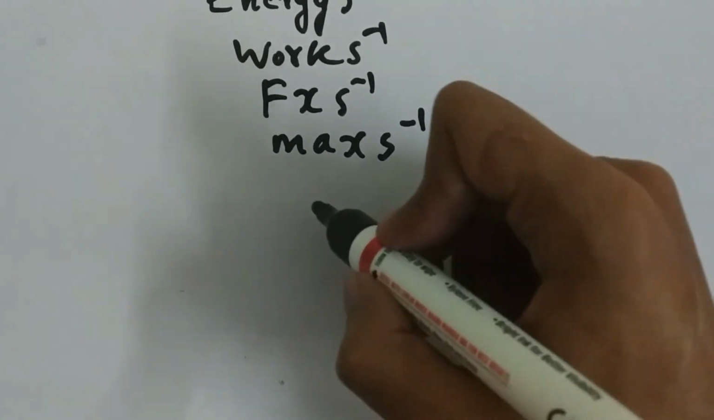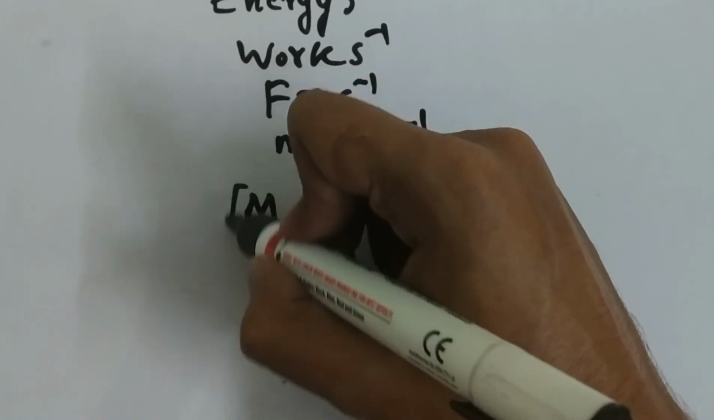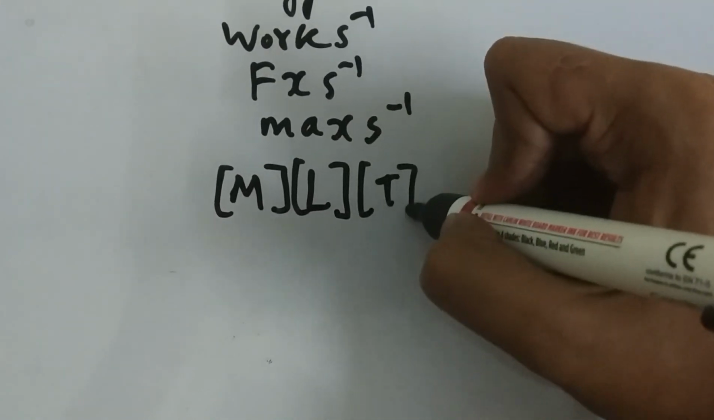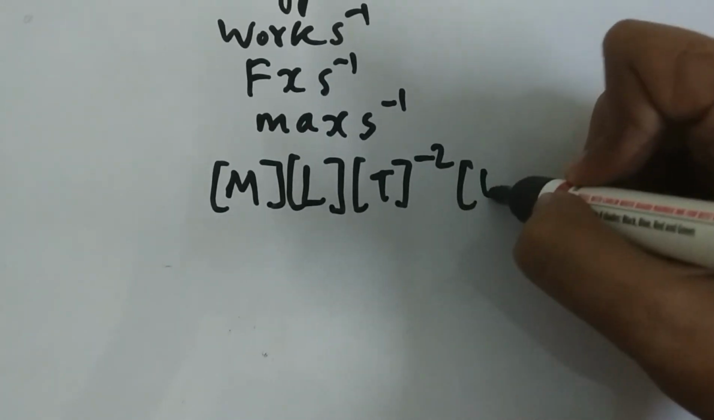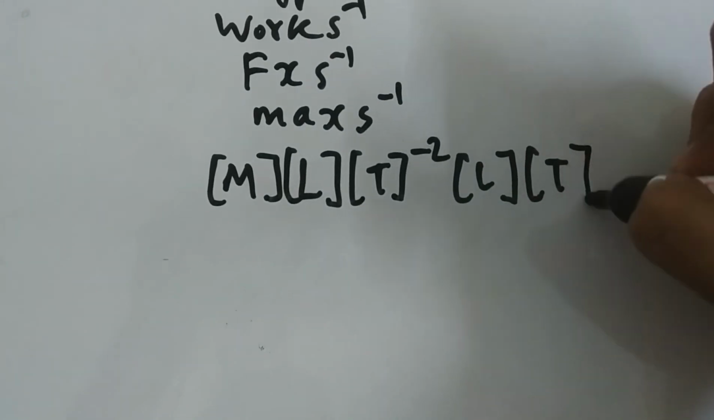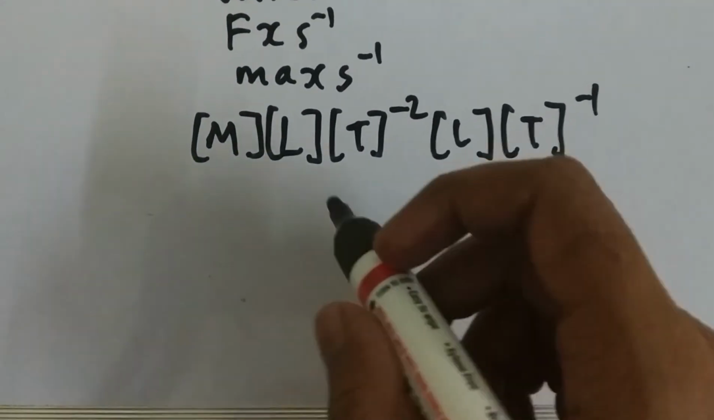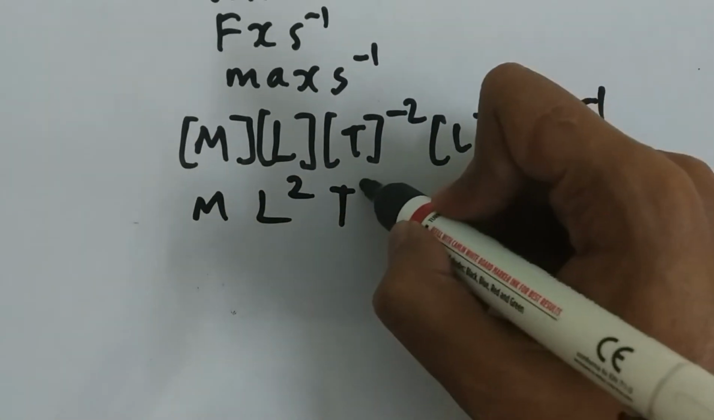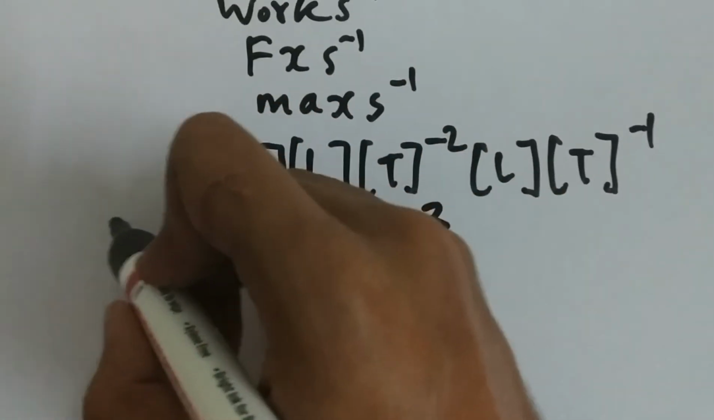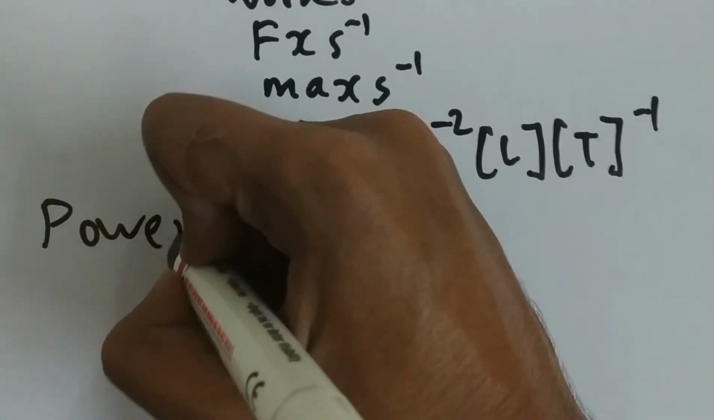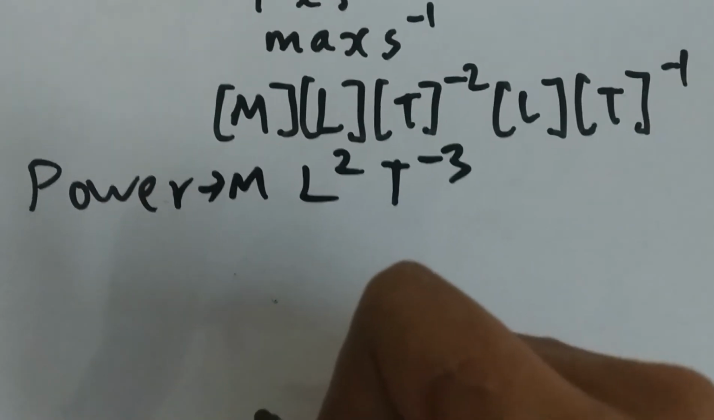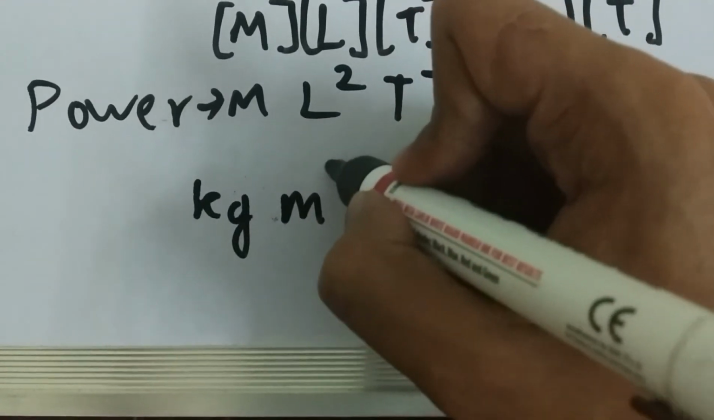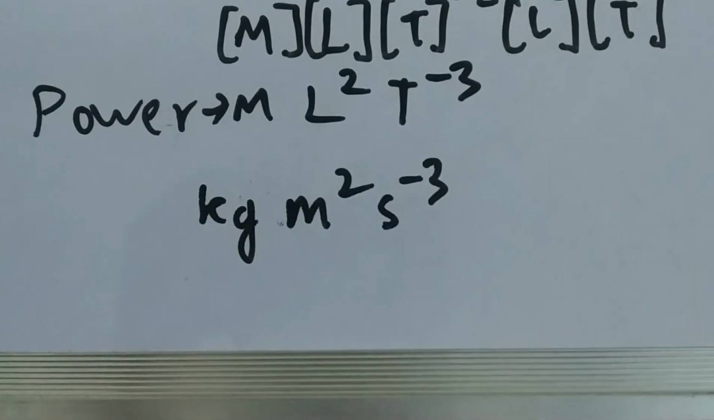So what are its dimensions? M, L, T to the power minus 2, L, T to the power minus 1. So if we combine it, it's nothing but M L square T to the power minus 3. So the dimension of power is M L square T to the power minus 3. So its unit is kg meter square per second cube.